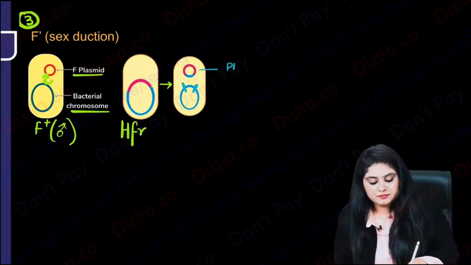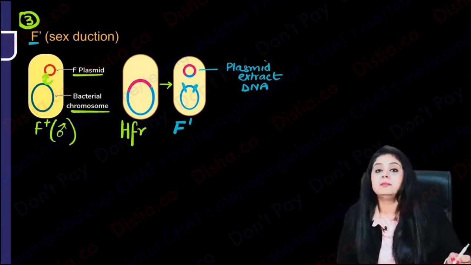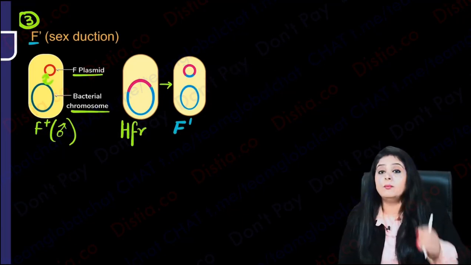This plasmid also extracts a little bit of the DNA of the bacteria. So can I say this cell is now known as an F prime cell? This cell is now known as an F prime cell, in which there is a little combination.